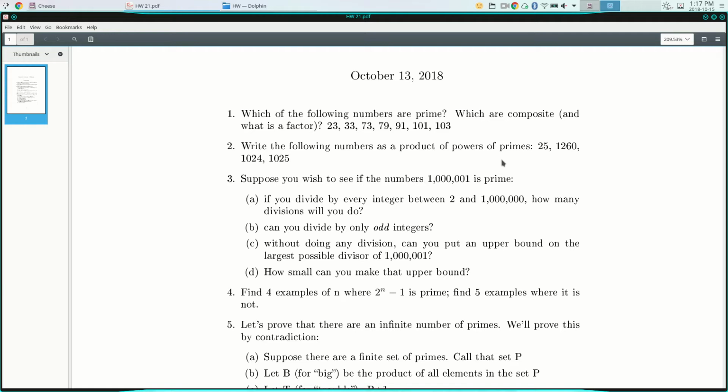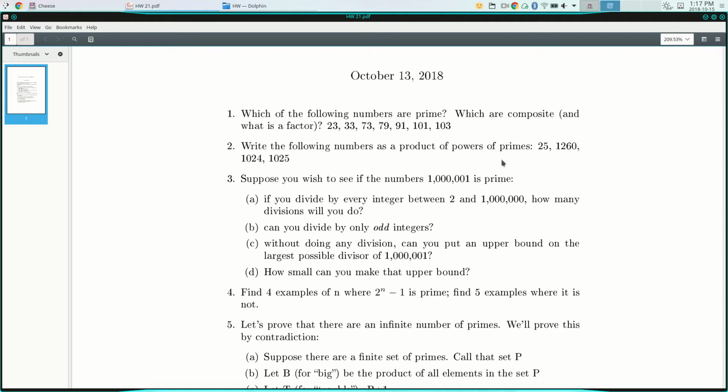Yeah, that one needs factorization. It was asking what is a factor. So now we're looking at what are the following numbers as the product of powers of primes. It's 5 and 41. Yeah.